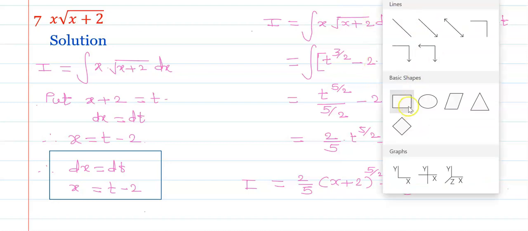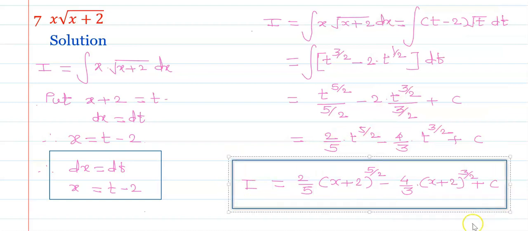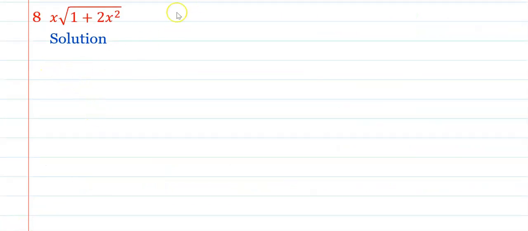And in this way, this is completed. Now the next example. Here, I is equal to the integral of x into root of 1 plus 2x square into dx.